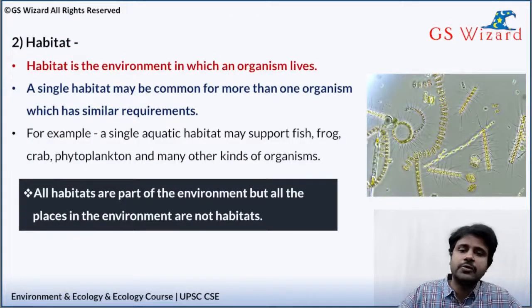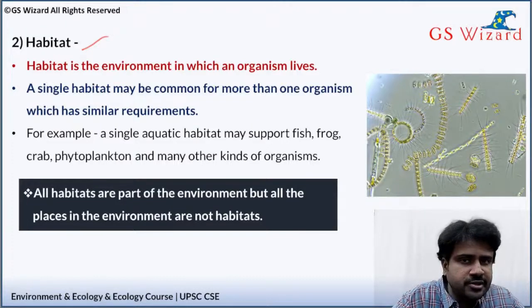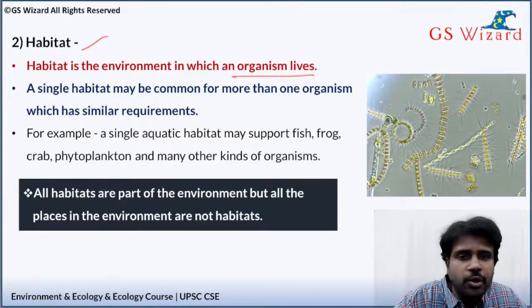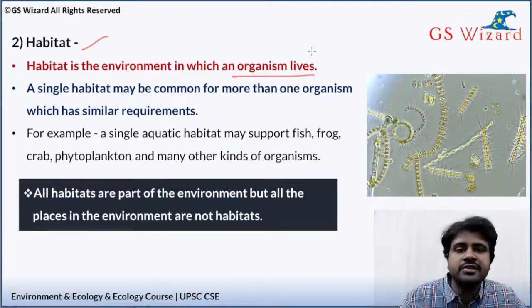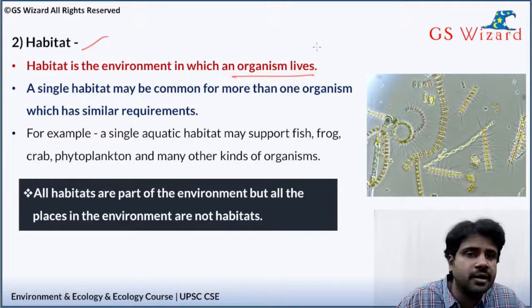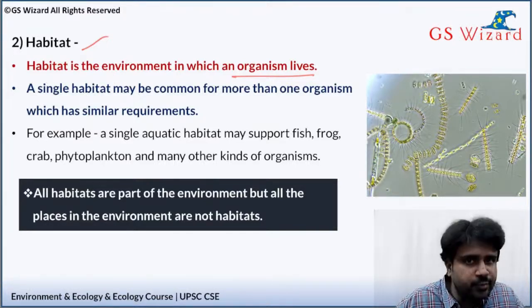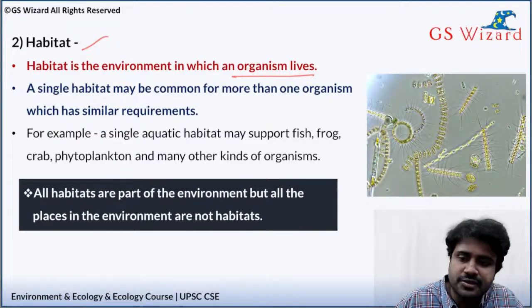Now, the next concept is habitat. So what do you mean by habitat? Very simple. Habitat is the place where an organism lives. As simple as that. So what is our habitat? Our habitat is the city, right? We live in cities, we live in towns and villages. So these are our habitats. So habitat is the place in the environment where an organism lives. It is as simple as that.